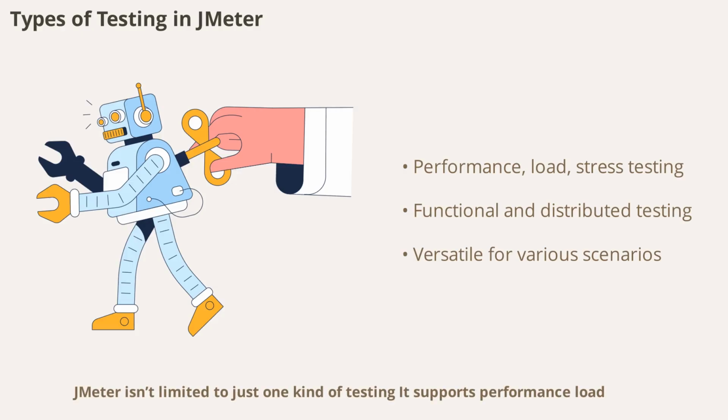JMeter isn't limited to just one kind of testing. It supports performance, load, and stress testing, allowing you to evaluate how your application behaves under different conditions. Additionally, JMeter can handle functional testing for certain scenarios and even distributed testing, where multiple machines work together to simulate a massive user load. This versatility ensures that JMeter can adapt to a wide range of testing needs, making it a valuable asset for any QA team.